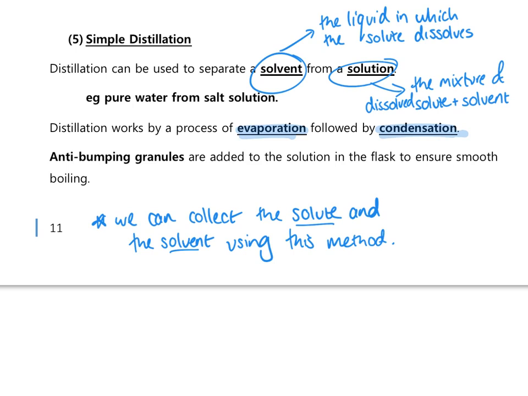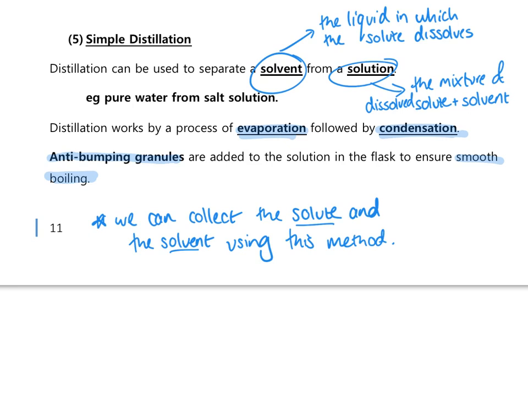You may see anti-bumping granules in your diagrams in an exam, and they're simply added to promote smooth boiling. And what we mean by that is just so that it doesn't boil out of control really vigorously and be splashing all about the place. Smooth boiling, if you add anti-bumping granules, you'll just get nice small bubbles when it is evaporating off or boiling, so that it is not boiling too vigorously.